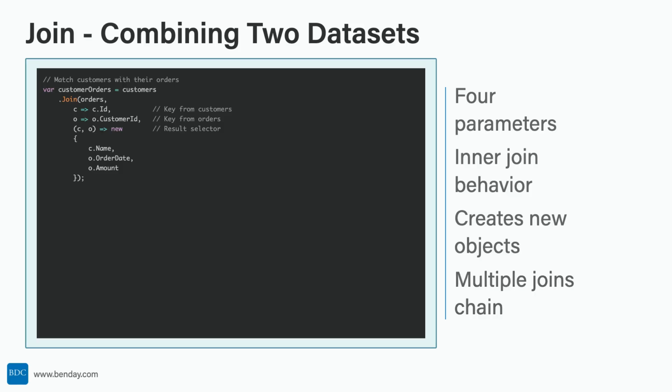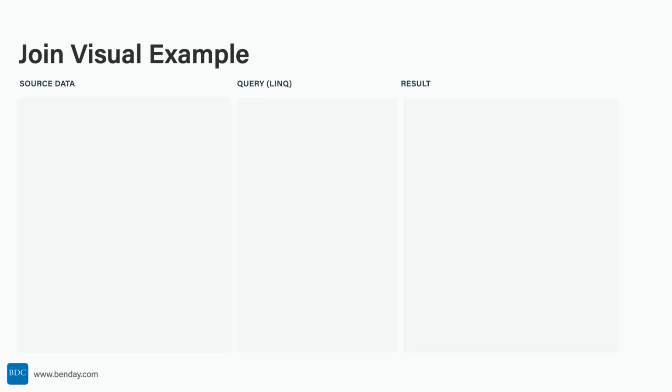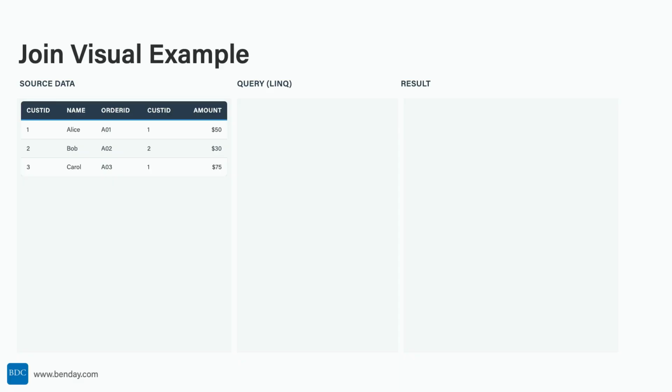Let's see this one in action too. Visual examples really help with join. Here's a visual example of join. We've got customers in one table, orders in another, and we want to combine them. Imagine customers on the left, orders on the right.